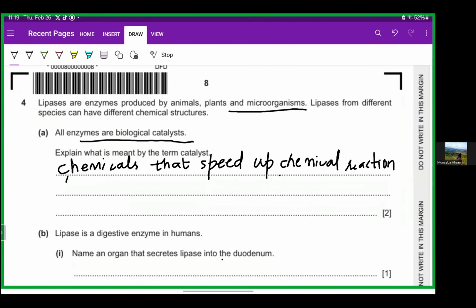And remain unchanged at the end, right? These are the two important characteristics of a catalyst, okay? Now let's move on to the next part.